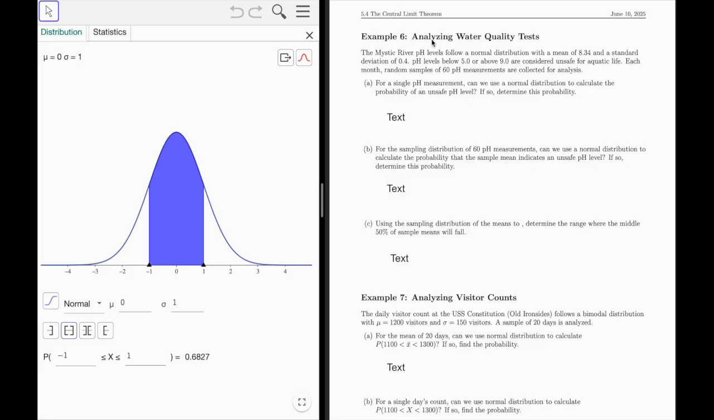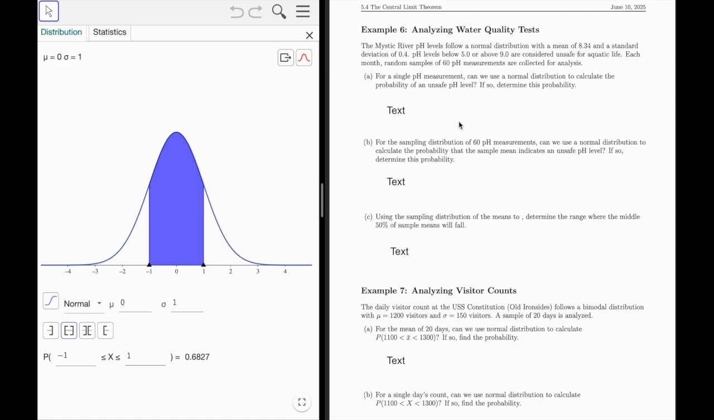Looking at example 6, it says the Mystic River pH levels follow a normal distribution with a mean of 8.34 and a standard deviation of 0.4. pH levels below 5 or above 9 are considered unsafe for aquatic life. Each month, random samples of 60 pH measurements are collected for analysis.